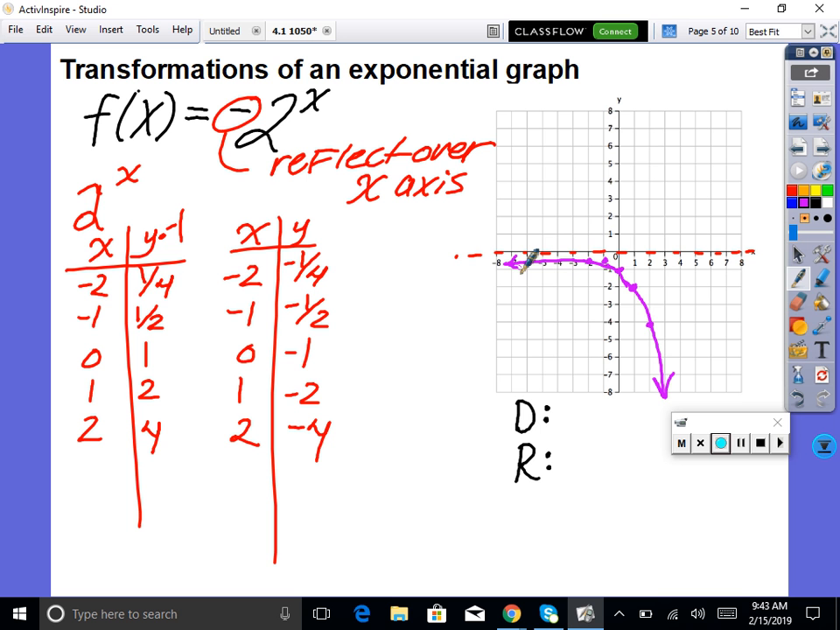Growth or decay? It's still considered growth, everyone. So this is greater than 1, so it's still considered growth. Because technically it's still starting out small and getting larger. Domain is still all real numbers, but because it was reflected, our range is now negative infinity up to the horizontal asymptote of 0. Pretty easy for everybody?